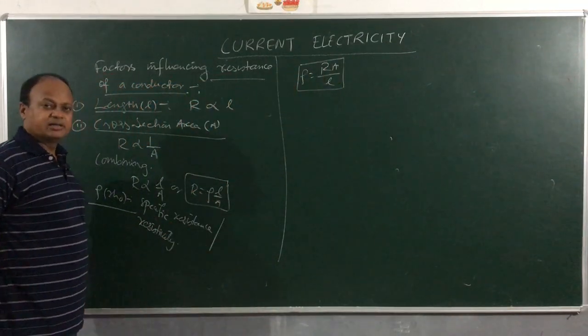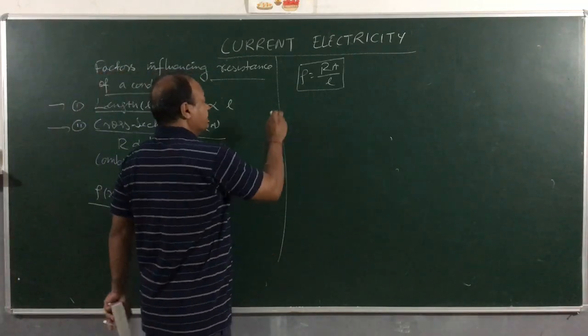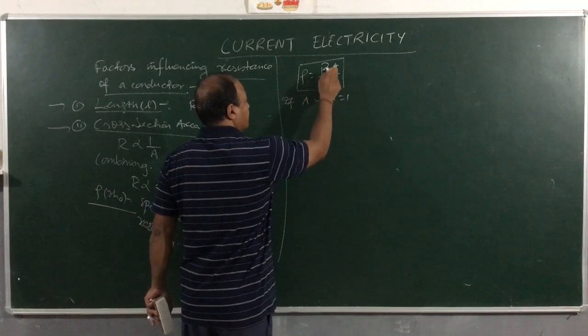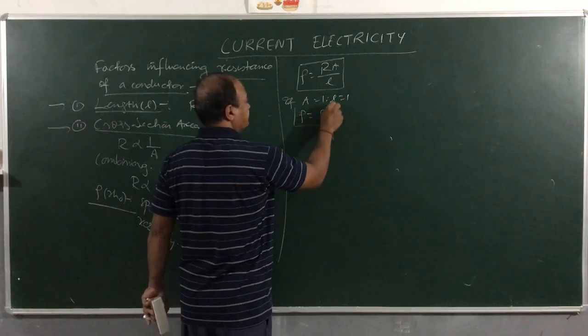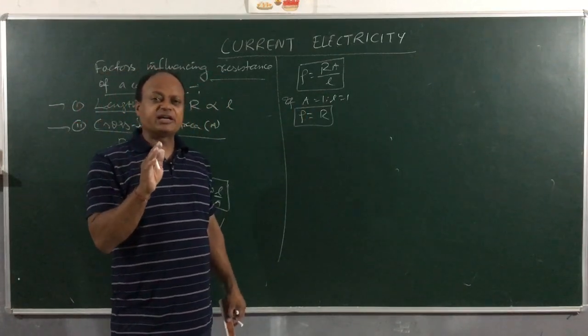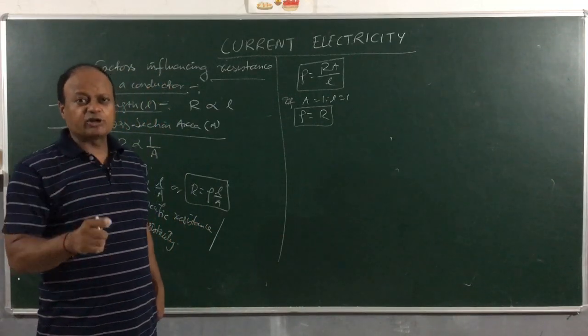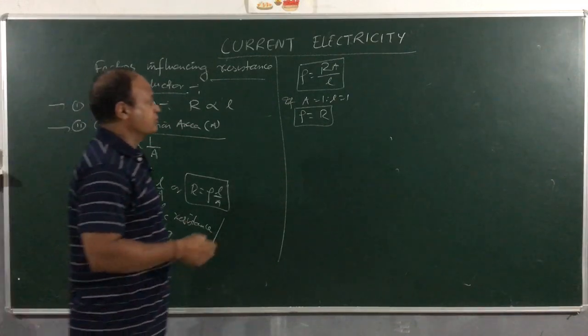R into A by L. So what is resistivity? If area is 1 and length is 1, if I put A is 1, L is 1, then rho will be equal to how much? R. That means resistivity of a conductor is equal to resistance of a conductor having unit cross section area and unit length. So we can define resistivity also.